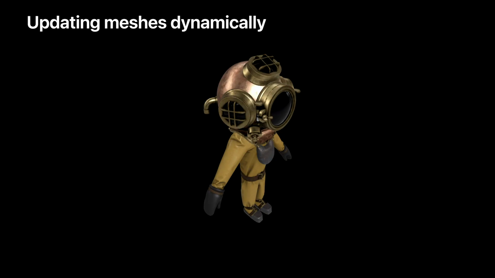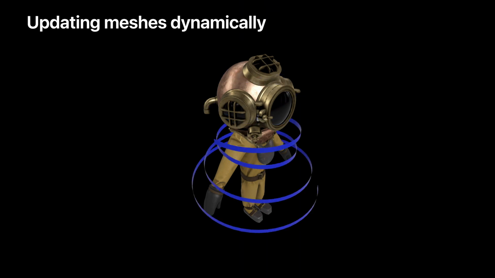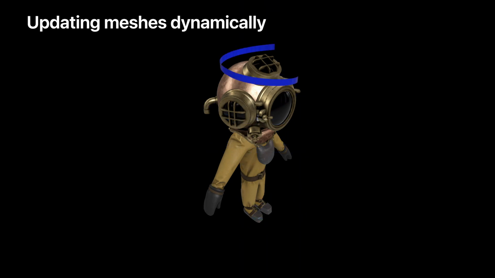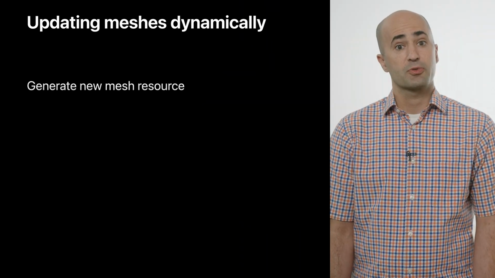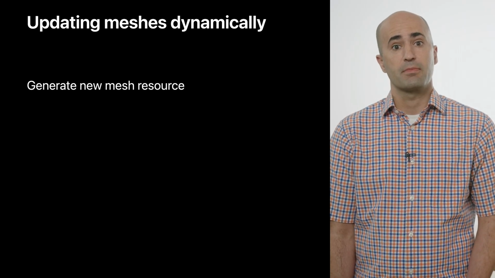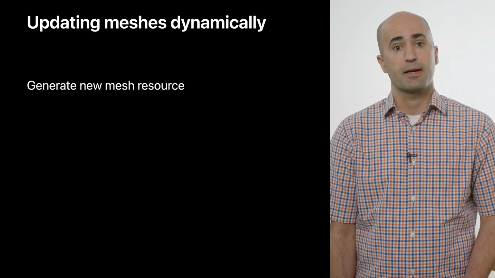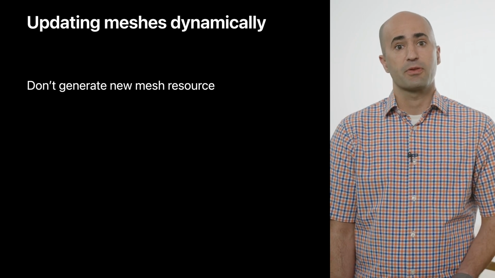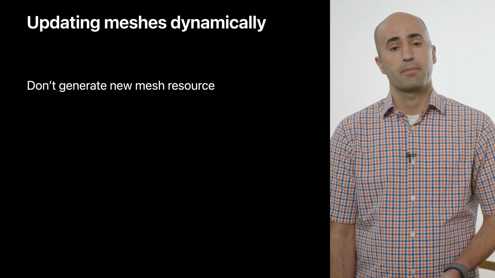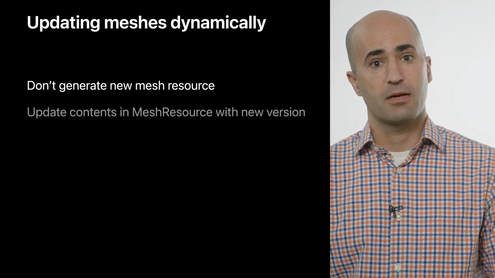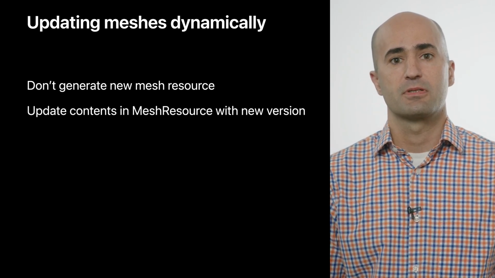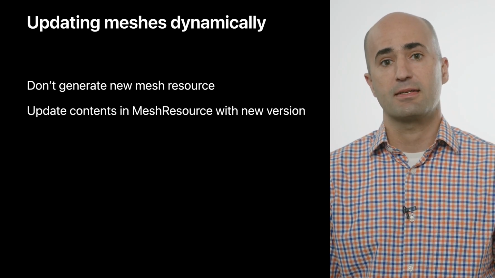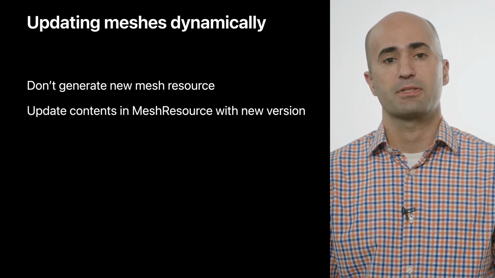The last thing in our spiral example is mesh updates. We use mesh updates to get the spiral to move around the diver. To update the mesh, there's 2 ways. We could create a new mesh resource each frame using the mesh descriptors API, but this is not an efficient route, as it will run through the mesh optimizer each frame. A more efficient route is to update the contents in the mesh resource. You can generate a new mesh contents and use it to replace the mesh.